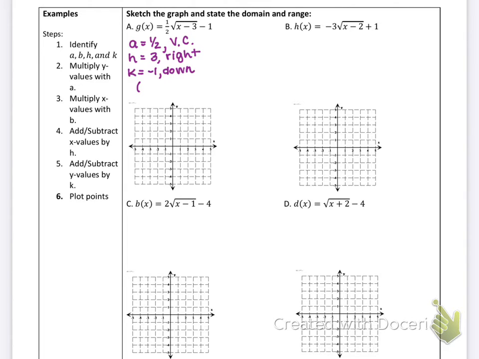So what you have is your a, which is a half, which is a vertical compression because it's less than 1. You have your h, which is 3, so that means it's going to move right 3 units. And you have your k, which is -1, which means it's going to move down.